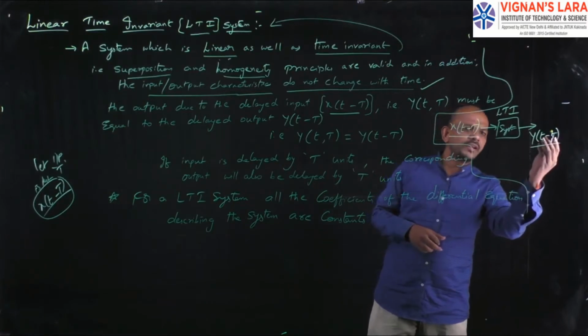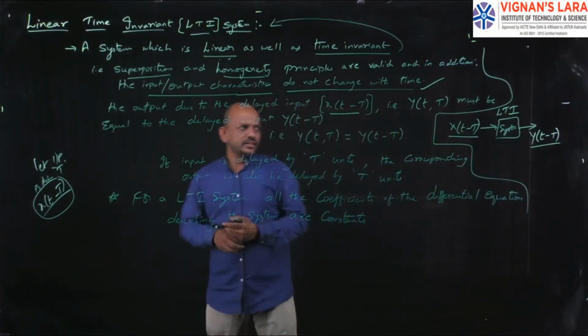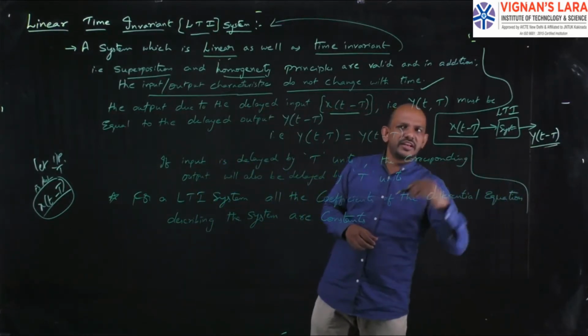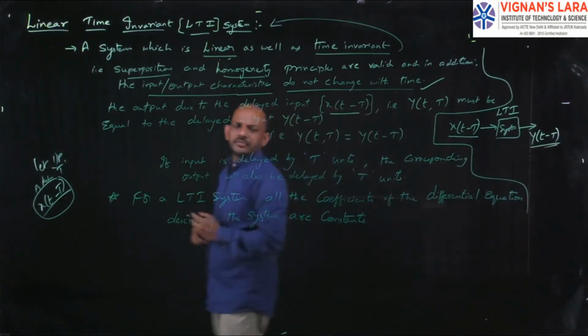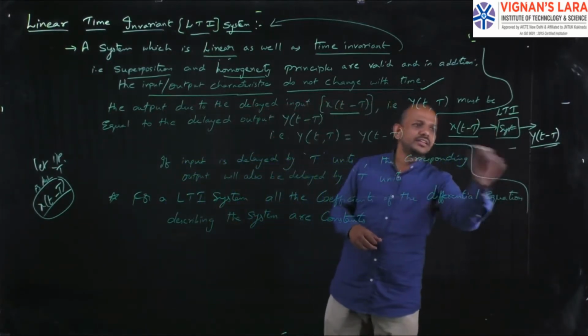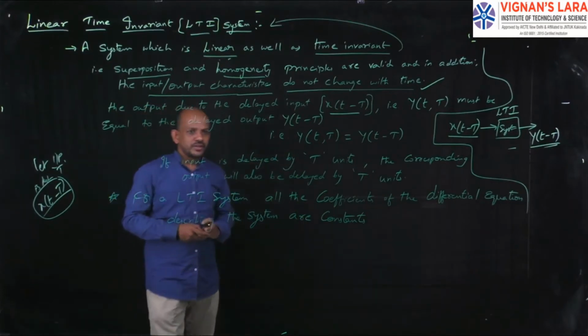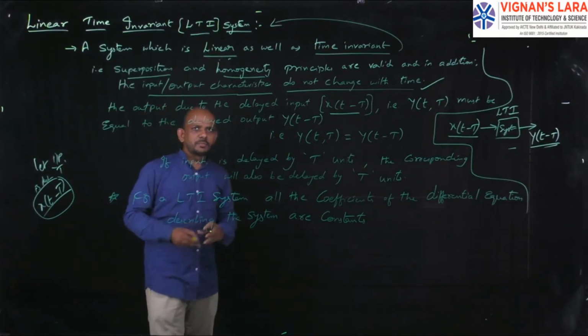Output is delayed by T seconds, that is y of t minus capital T. If it produces a delayed output, that is, the output is delayed by the same capital T seconds, then I can say this system is a linear time invariant system.